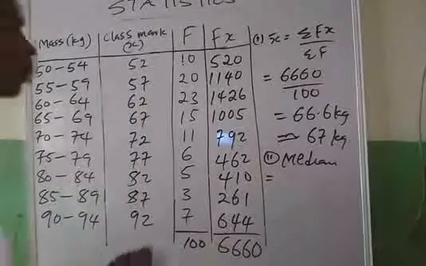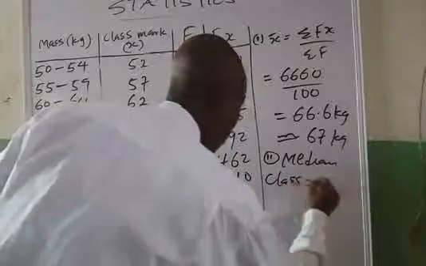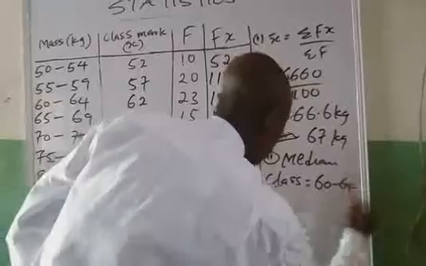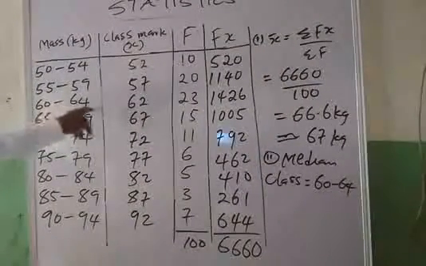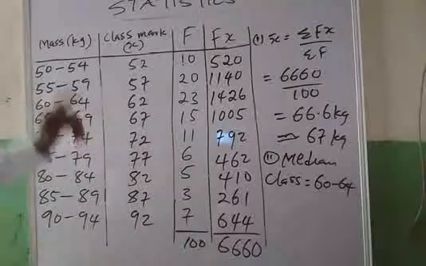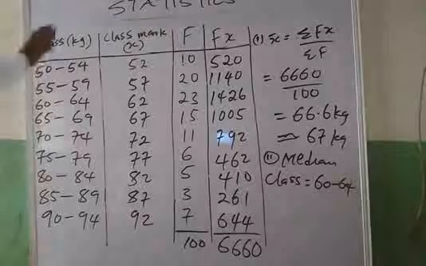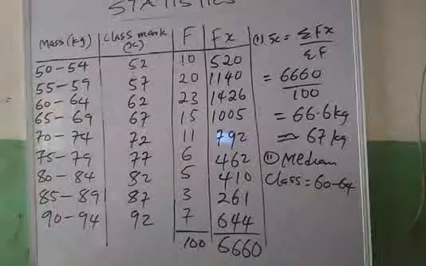So we say median class is equals to 60 to 64, because 23 tally with 60 to 64. Take note of that. Always trace your median from the frequency, not from the mass. Always trace it from the frequency.